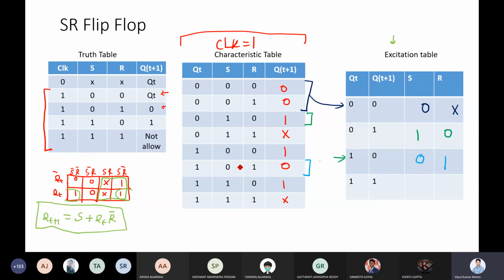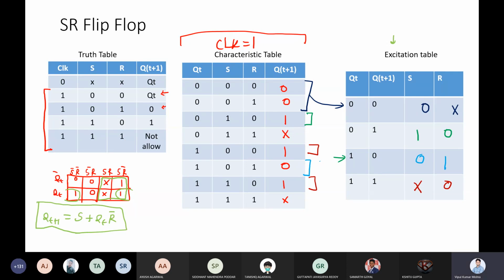Let me take a different color. This one and this one. So in both the cases, what about the S value? X. 0, 1, 0, X, and 1. So it will refer to the X. And what about R? It will be 0. So finally, you got your excitation table.